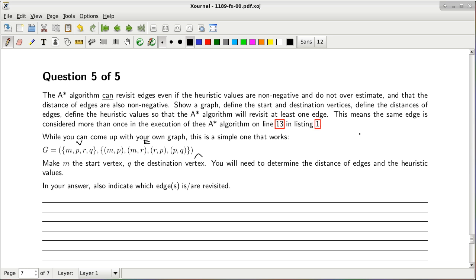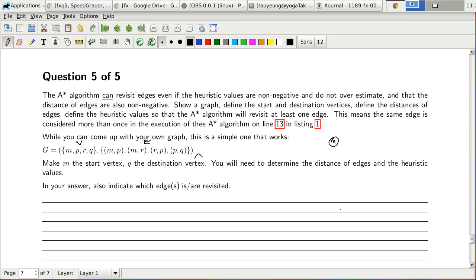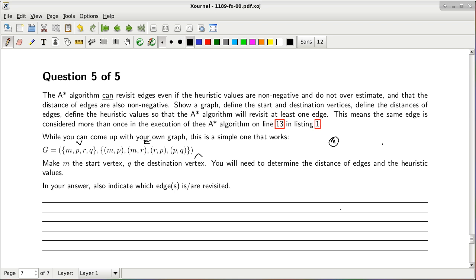I'm going to draw the graph over here. So and also, if you read the documentation, or if you read the text here, it also says, make M the start vertex, Q the destination. So let's do it here. So we got M as the start vertex, and then we got Q all the way here as our destination.